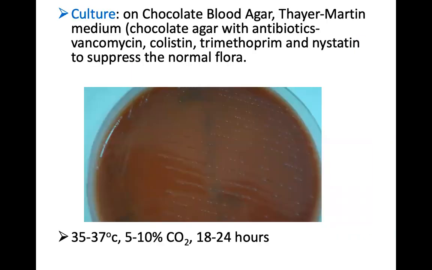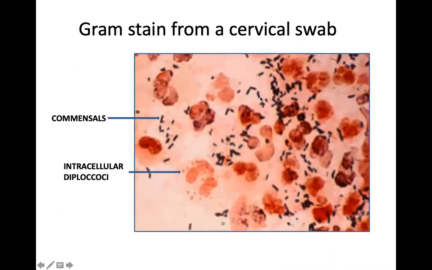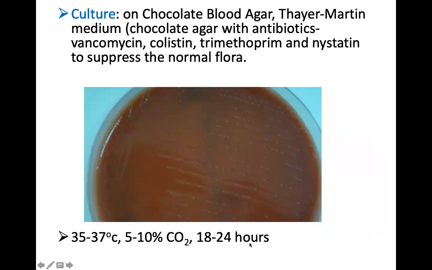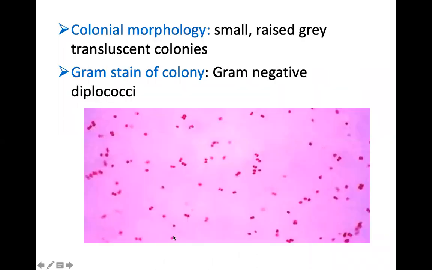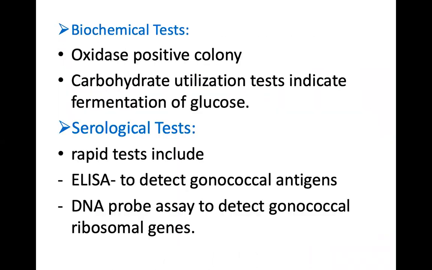So culture on CBA or on Thayer-Martin media, Thayer-Martin specifically useful for high vaginal swabs. This is a chocolate blood agar that has antibiotics, which suppress the other normal flora that could possibly have been obtained while getting the specimen. These are the conditions for culture: it grows well in an increased CO2 atmosphere, so you put it in a CO2 jar. And to confirm identity, you can carry out an oxidase test and glucose fermentation test.